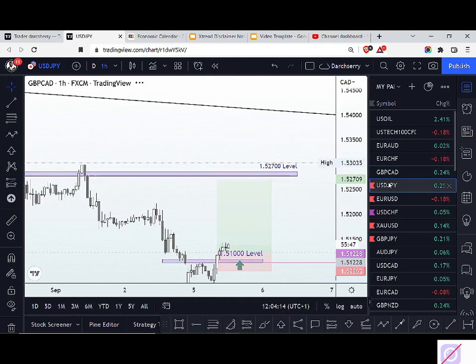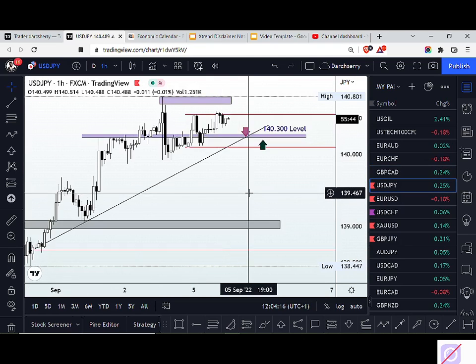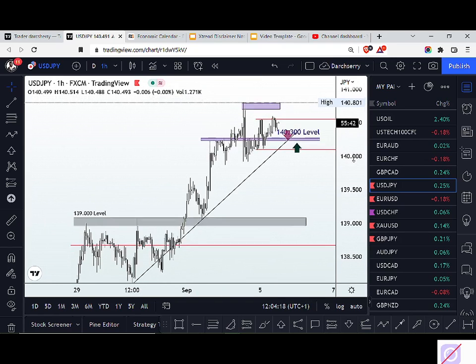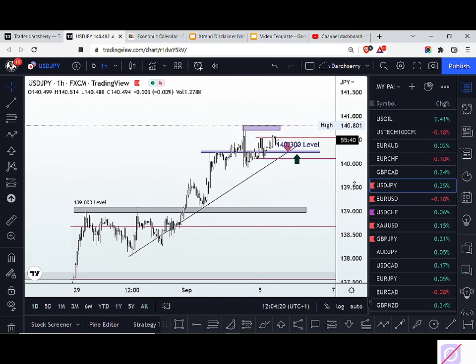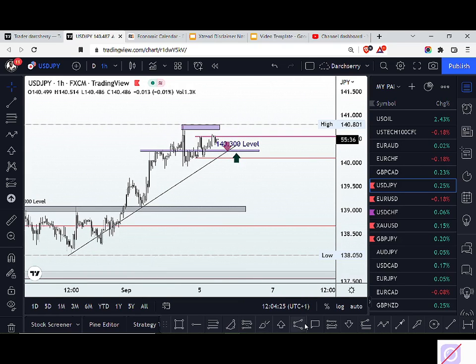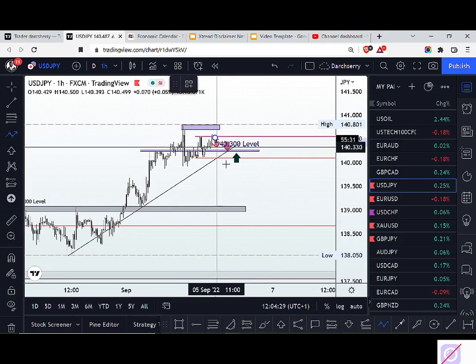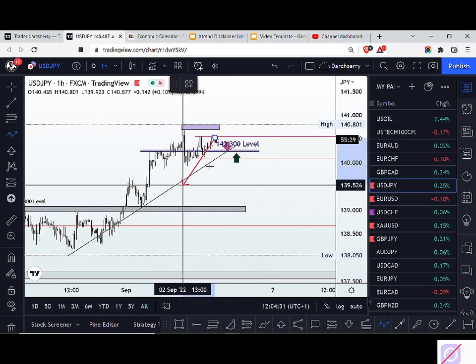Then we move on to talk about the USD JPY, where I shared with you a couple of scenarios, even though I'm tending towards a bearish momentum, as I'm looking forward to price breaking down the 140.300 area, which also shares a confluence with the bullish trend line we identify here.